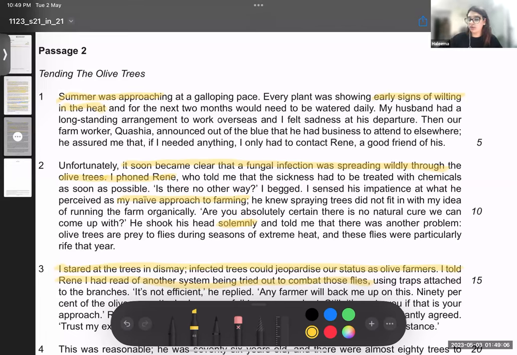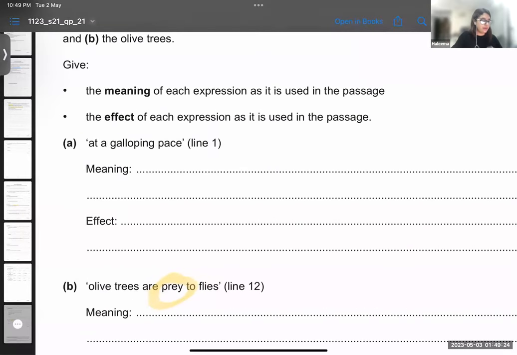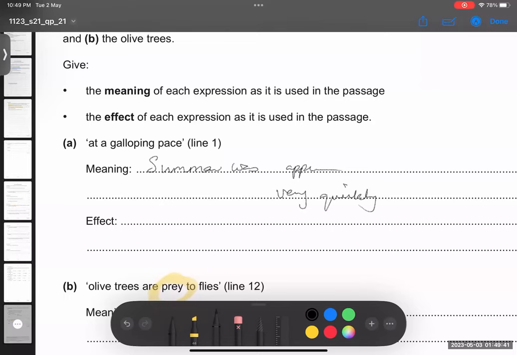So in this case, all you write is basically, let me show you the question and exactly what you would write. Okay, so if this is the question, it says at a galloping pace. For the first part, I will simply write that it was approaching very quickly. That's all I'm going to write. Okay, so we have to write a phrase for it. We have to write a complete sentence, not just a word.